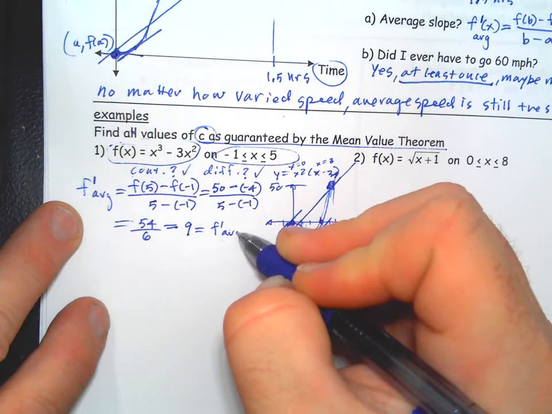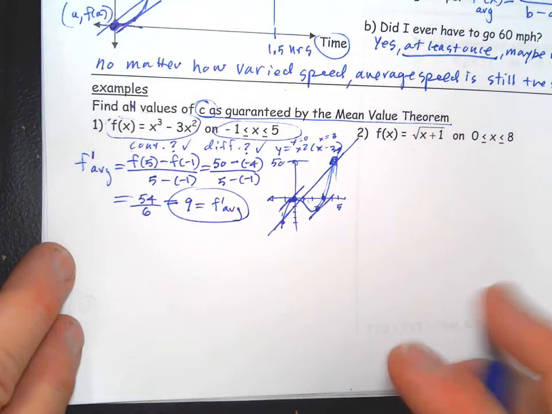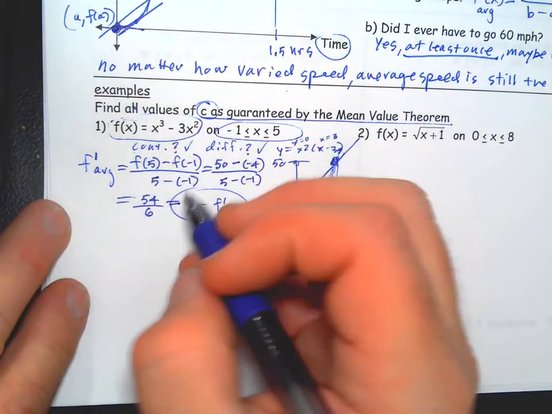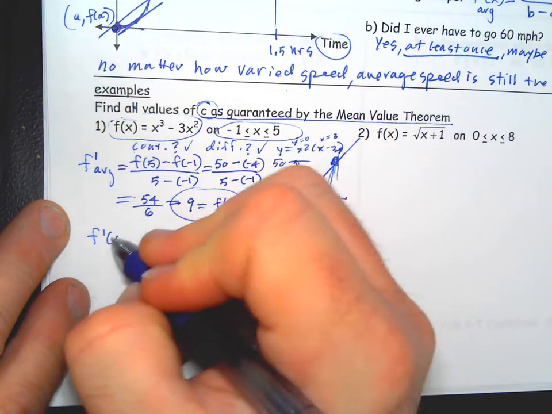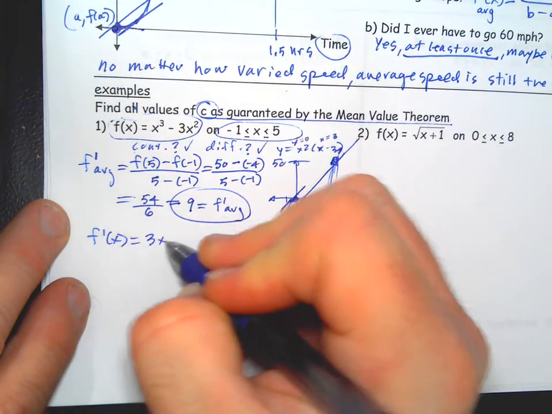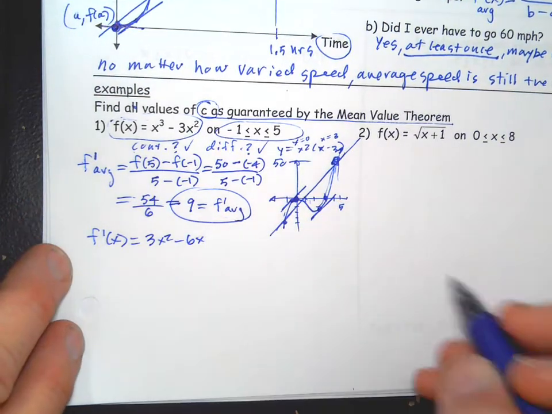They didn't ask you for it, but you got to find it. It's got to be clear in your work. So then we're going to take the actual derivative. Well, the actual derivative, we just use our derivative rules. 3x squared minus 6x. Power rule, right?